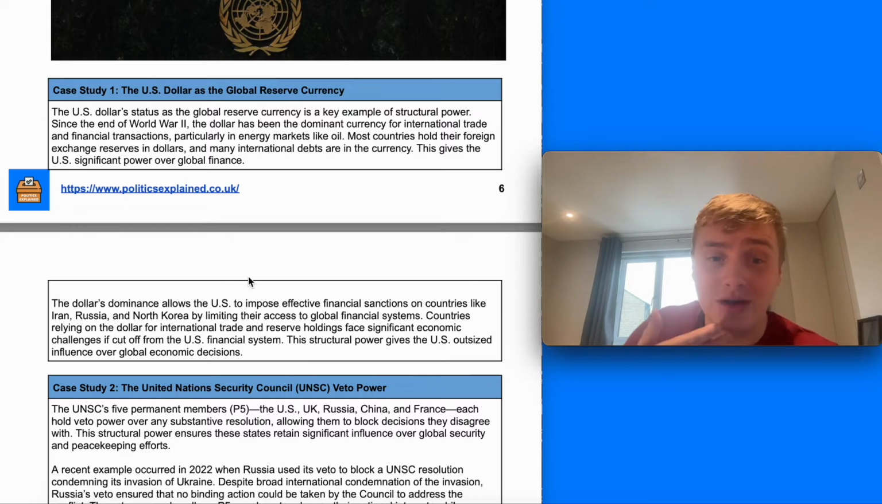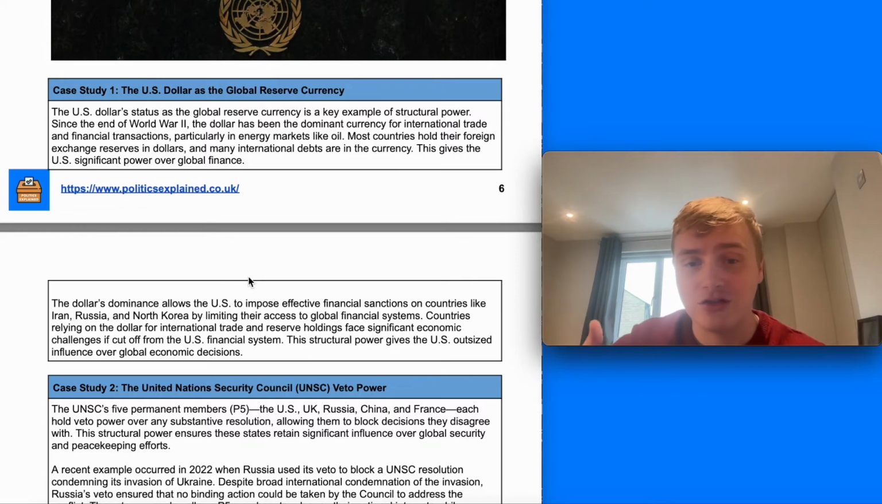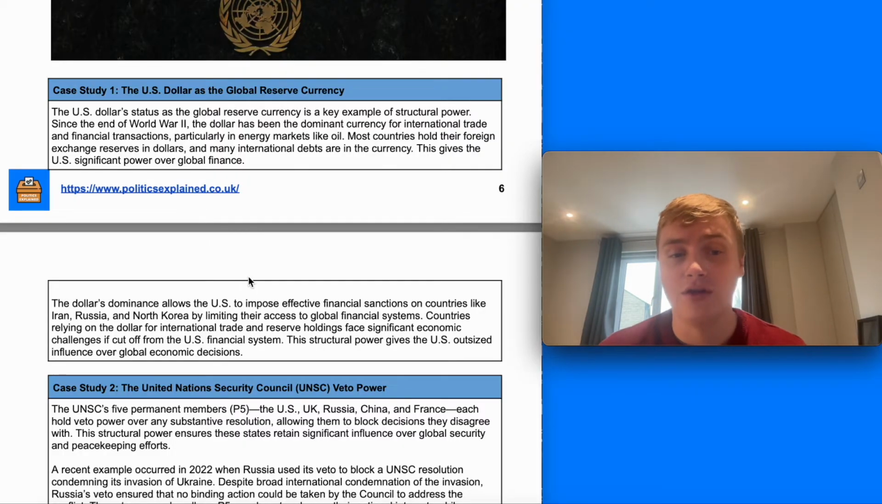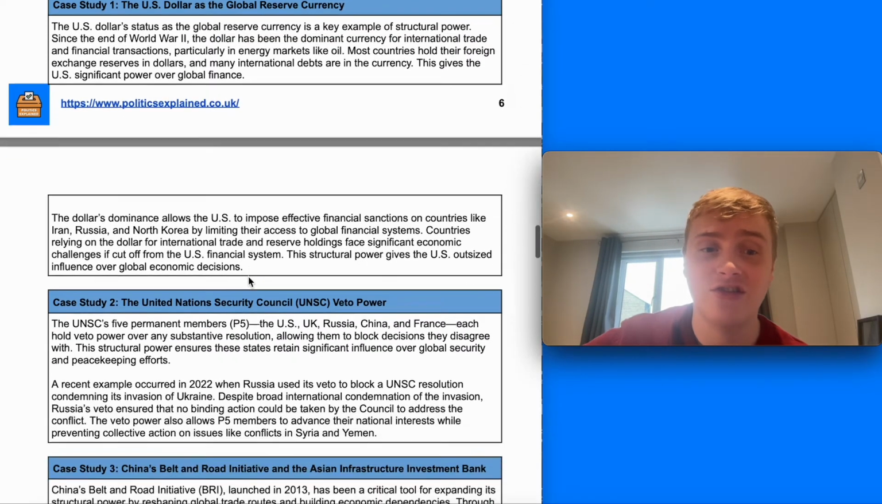It also allows the US to really easily impose financial sanctions on countries like Iran, Russia, and North Korea by limiting their access to global financial systems when they want to, because countries ultimately rely on the use of the dollar for international trade. And that really is central to the US's outsized influence in global economic decisions.